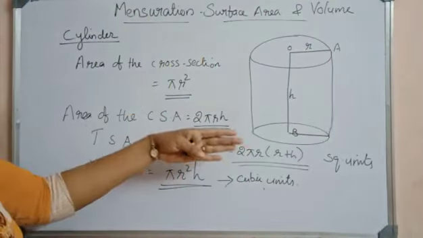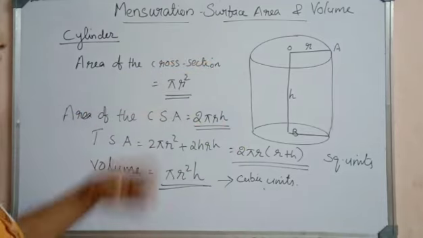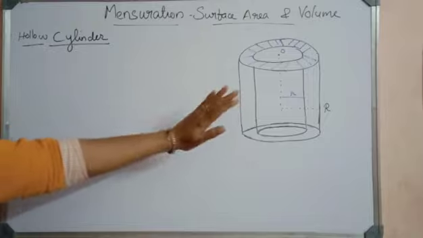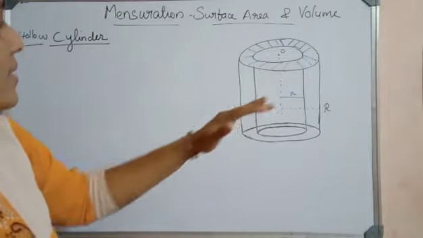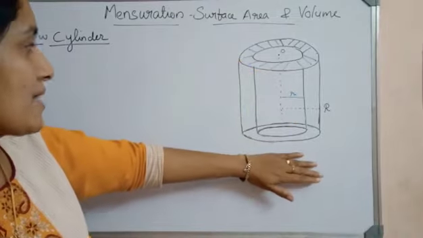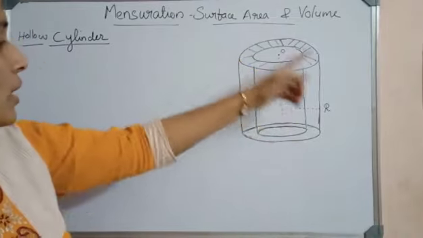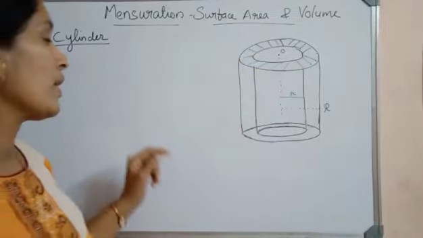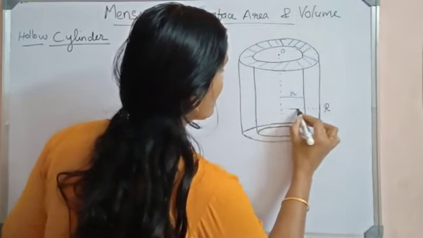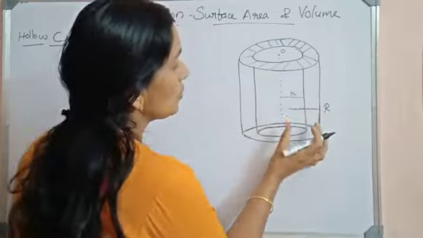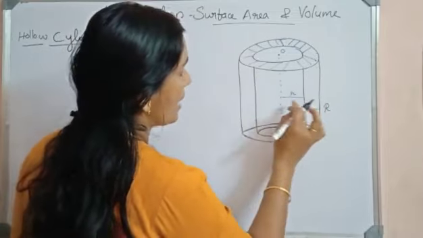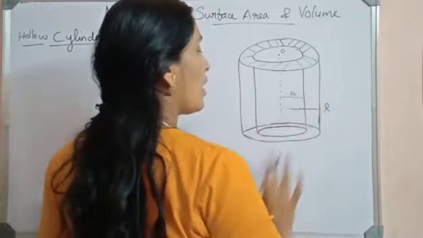The next is the hollow cylinder. Let's see about that. If you consider a hollow cylinder, you can see that there is a hollow part inside the cylinder. A pipe is an example of a hollow cylinder. Now if you consider this hollow cylinder, you can see that there are two radii, the outer radius as well as the inner radius. The outer radius of the circular face is capital R and the inner radius is small r.